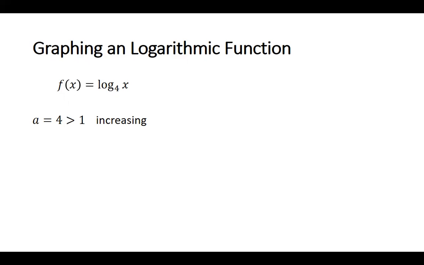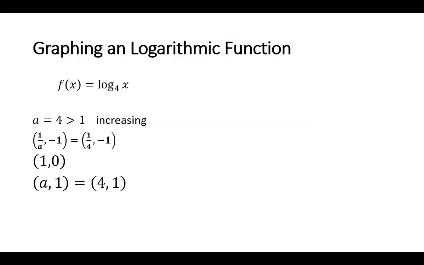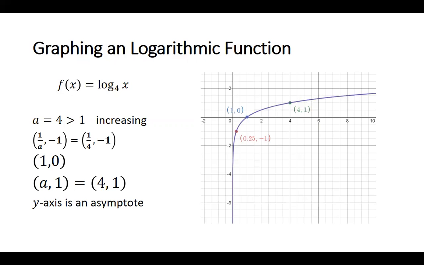We know that we're going to have the following points. These are just the opposite of what we had before. So 1 over a, negative 1, so that's 1/4, negative 1. 1, 0, and a, 1, or 4, 1. So we've got the points 1/4, negative 1, 1, 0, and 4, 1. And we know that the y-axis is an asymptote. Now if we graph those 3 points and put a curve through them, we get this function.